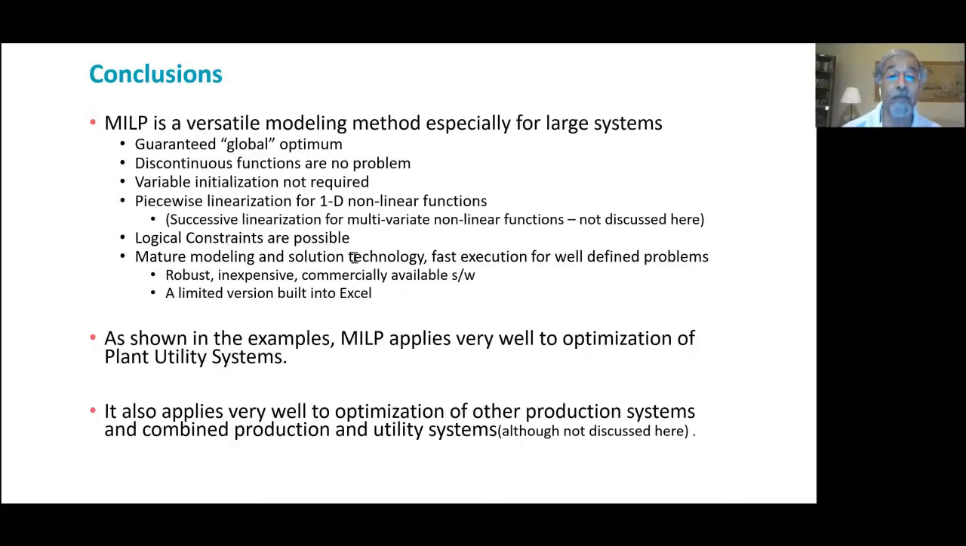Again, very powerful. The technology is mature, robust, and inexpensive commercial software is available. A limited version is available in Excel. Execution is fast for well-defined problems. And as the examples showed, it applies very well to optimization of utility systems, but it also applies to other production systems and the combination of production system and utility system that we did not discuss here.